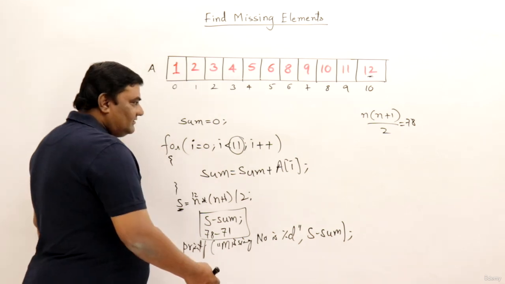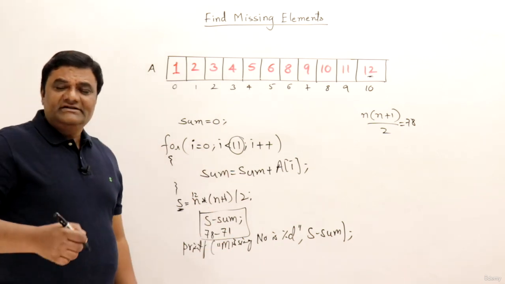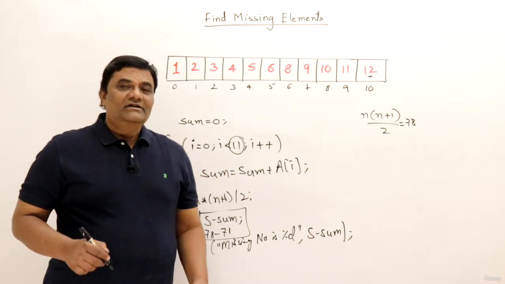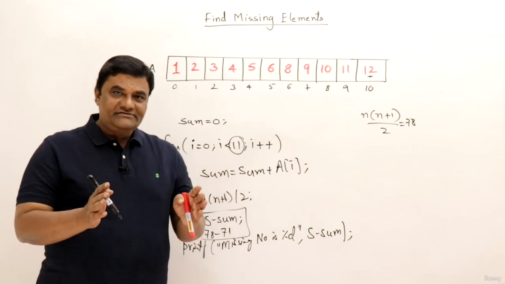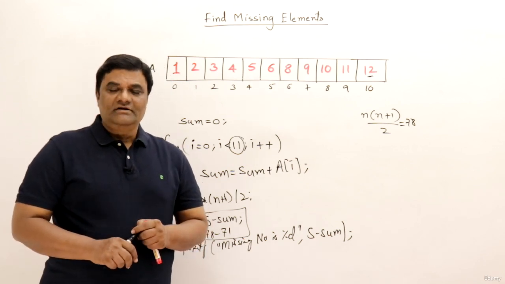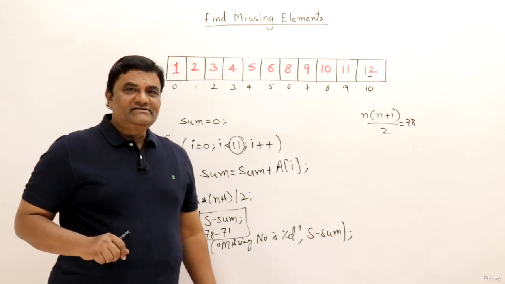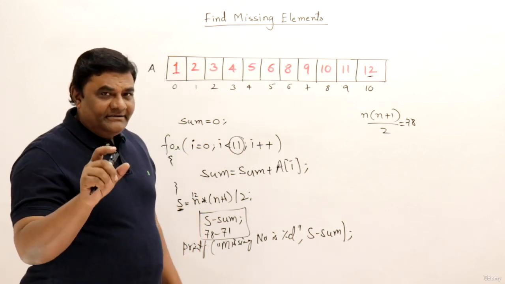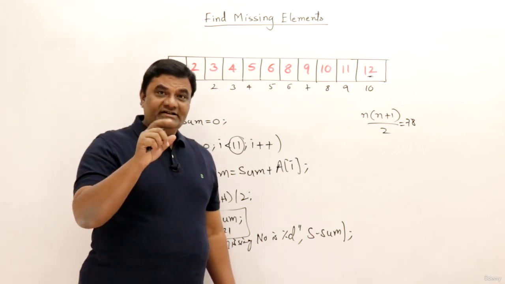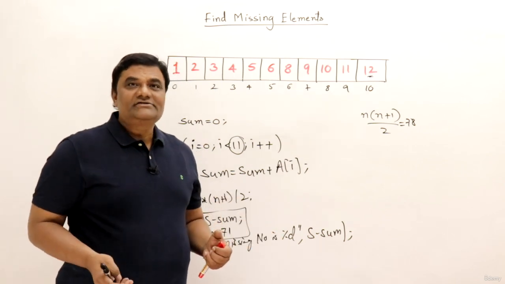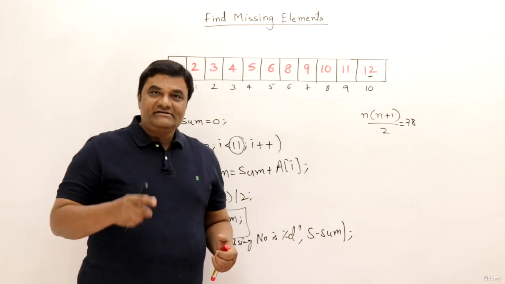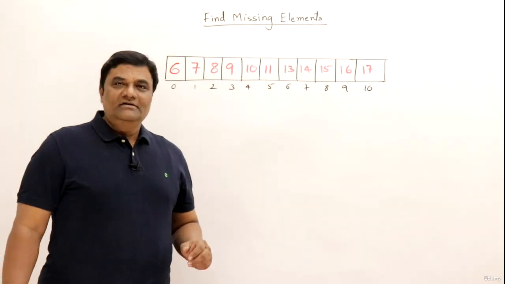So that's it. This is the method. You can find it using the sum of first n natural numbers formula. This is one approach I have shown you. Then I'll show you one more example where the elements are not the first n natural numbers. The sequence may be starting from any point. So let me change these elements, then we will discuss it.